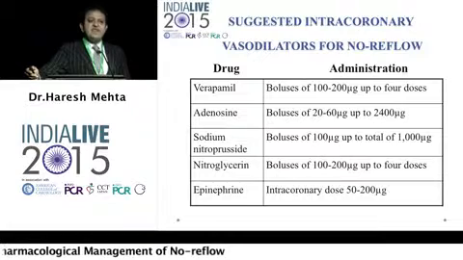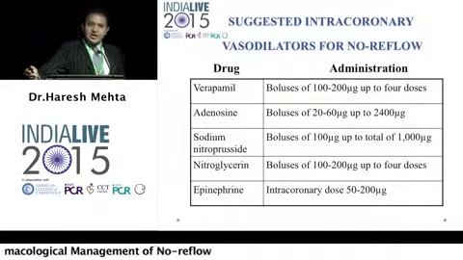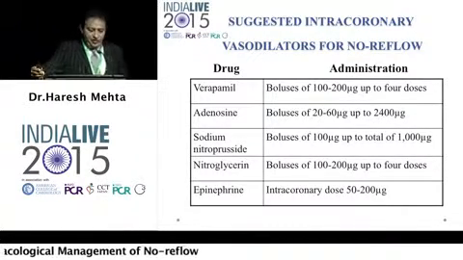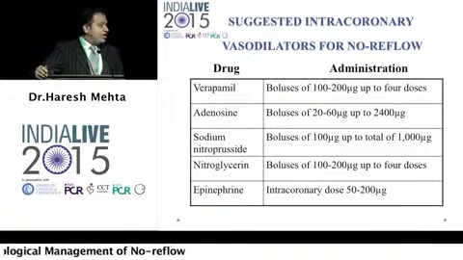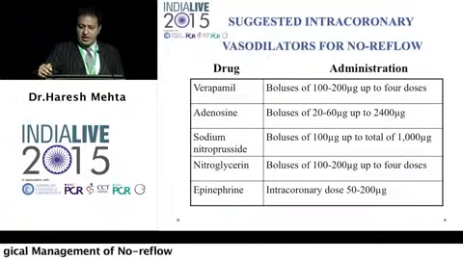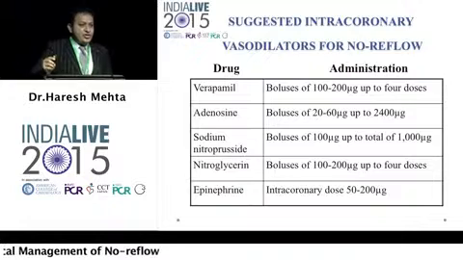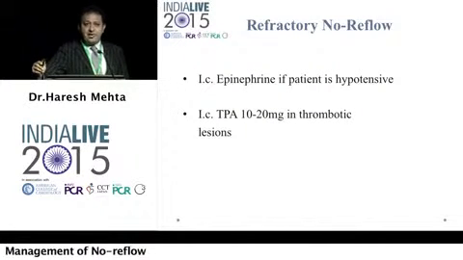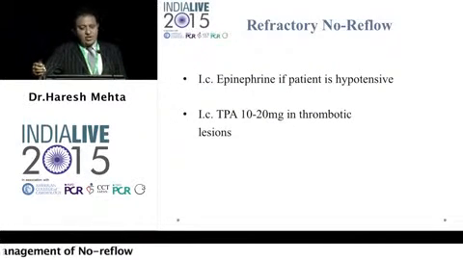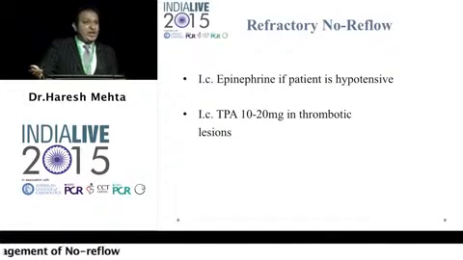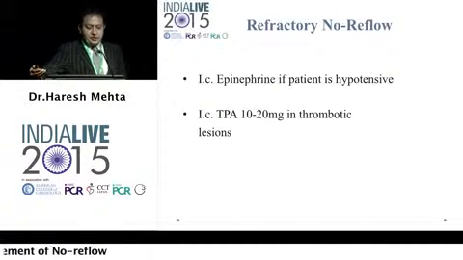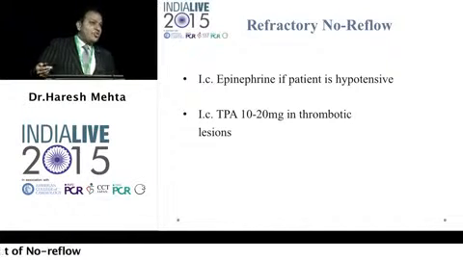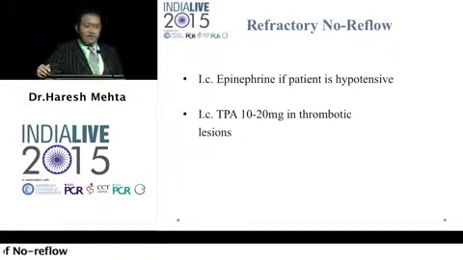But the nitroglycerine is the weakest of the lot. It's really not the one that is going to help you prevent no reflow. Epinephrine, intracoronary dose of 50 to 200 micrograms. Intracoronary epinephrine, if the patient is hypertensive, is very effective. And as Dr. Shetty said earlier, he gave urokinase. Intracoronary TPA, 10 to 20 milligram in a thrombotic lesion, also helps in preventing or reducing no reflow.